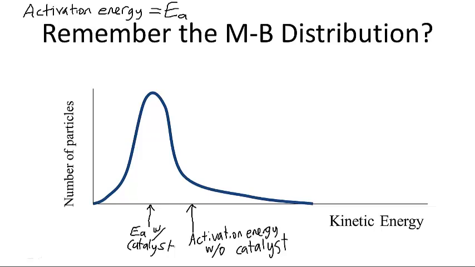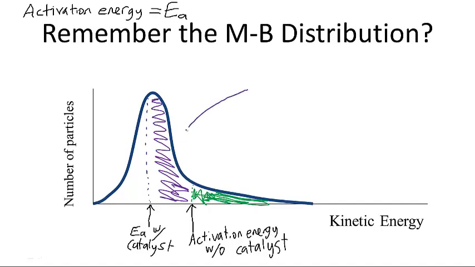So with a catalyst, I'd have a much lower activation energy. And again, we can see, without the catalyst, we might have just these particles over here on the tail end of the distribution that have enough energy that would be successful. But then with the catalyst, suddenly there's a much greater percentage of collisions that are going to be successful. So all this would be successful collisions with the catalyst.